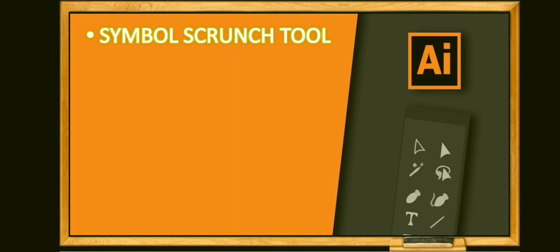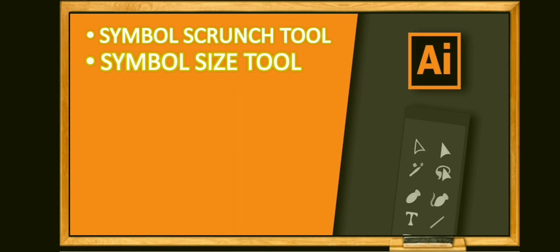Next is the symbol scruncher tool. It moves symbol instances closer together or farther apart. Next is the symbol sizer tool. It resizes symbol instances. Next is the eraser tool. It erases paths and anchor points from the object.